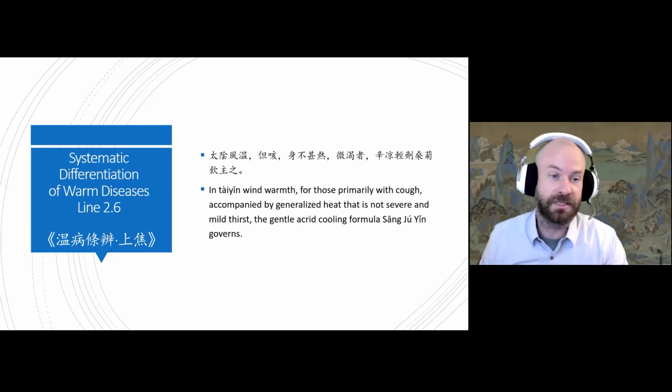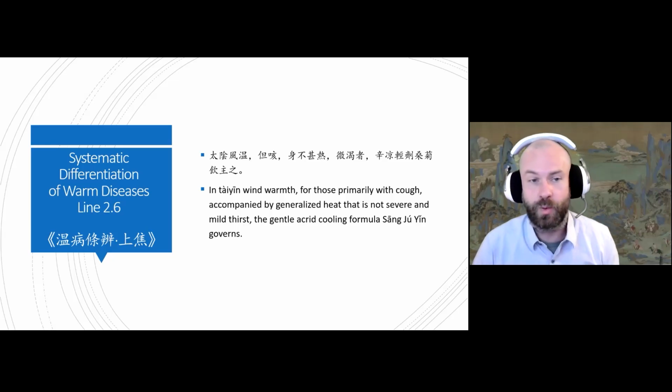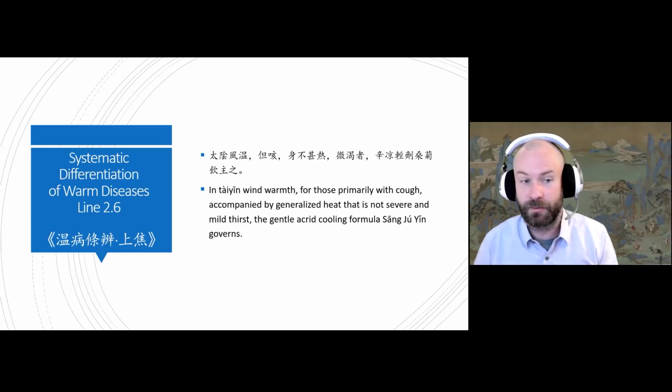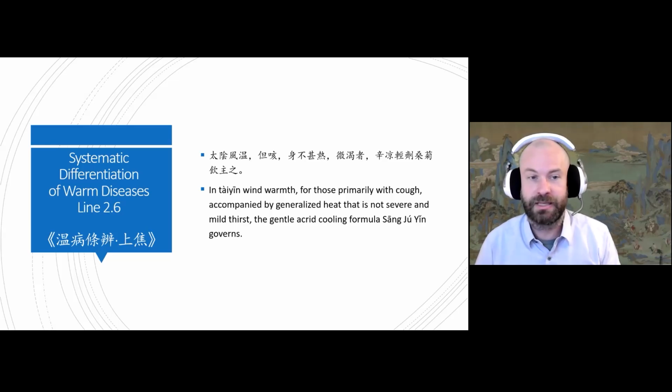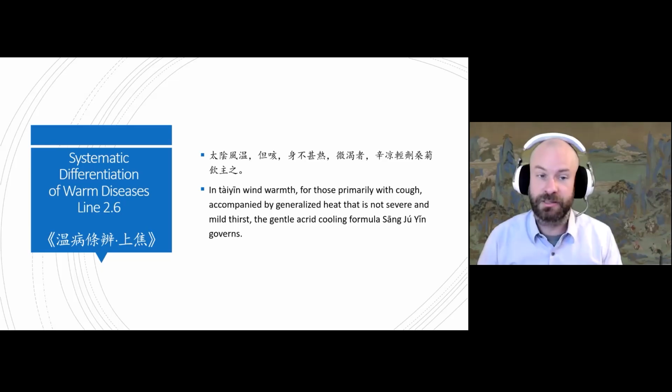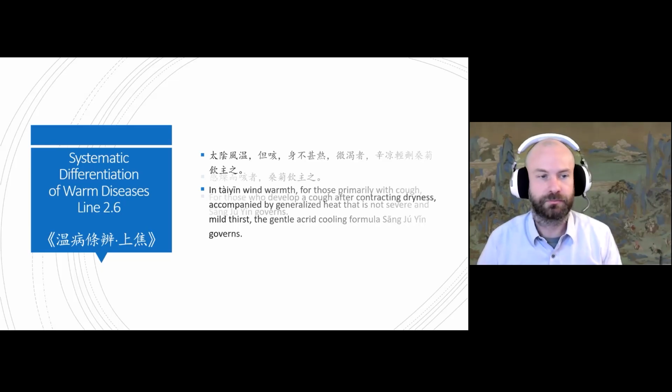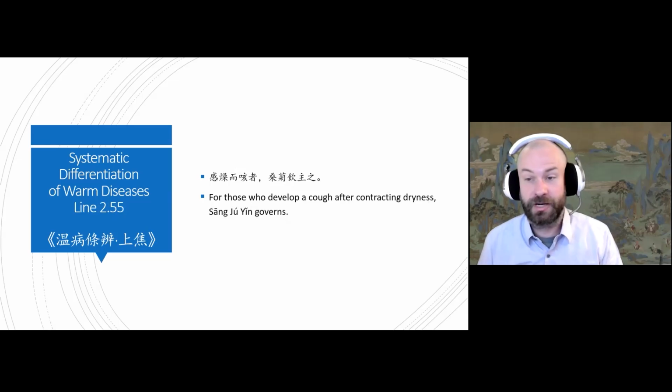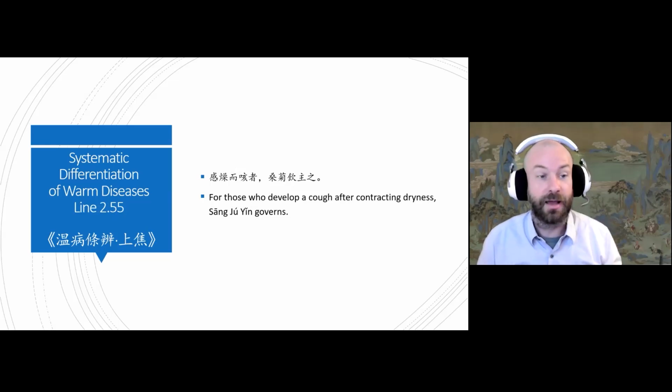So line 2.6 says, in Taiyin, wind warmth for those primarily with cough, accompanied by generalized heat that is not severe and just a mild thirst, the gentle acrid cooling formula Sangju Yin governs. It's also quoted again in line 2.55, where it states, for those who develop a cough after contracting dryness, Sangju Yin governs.